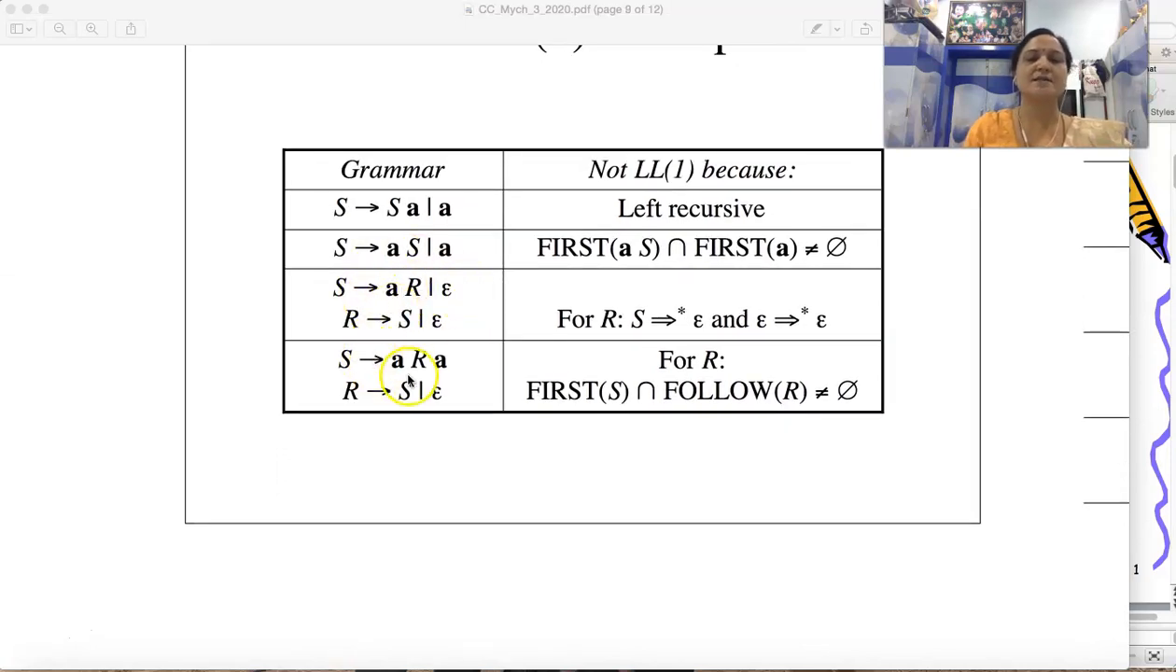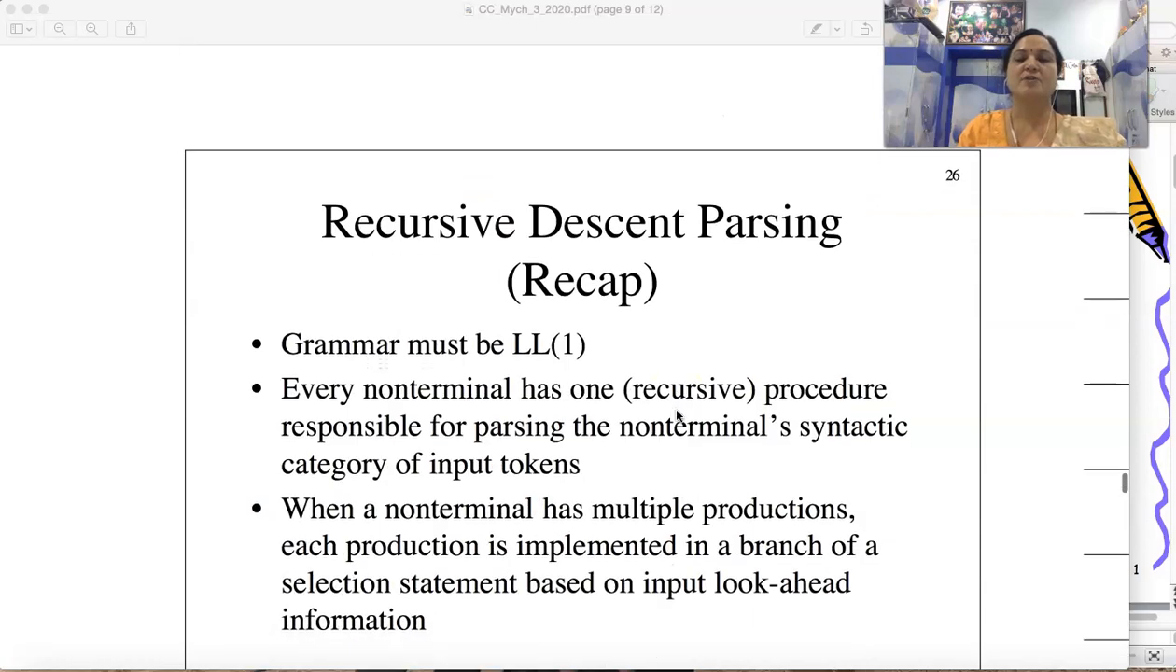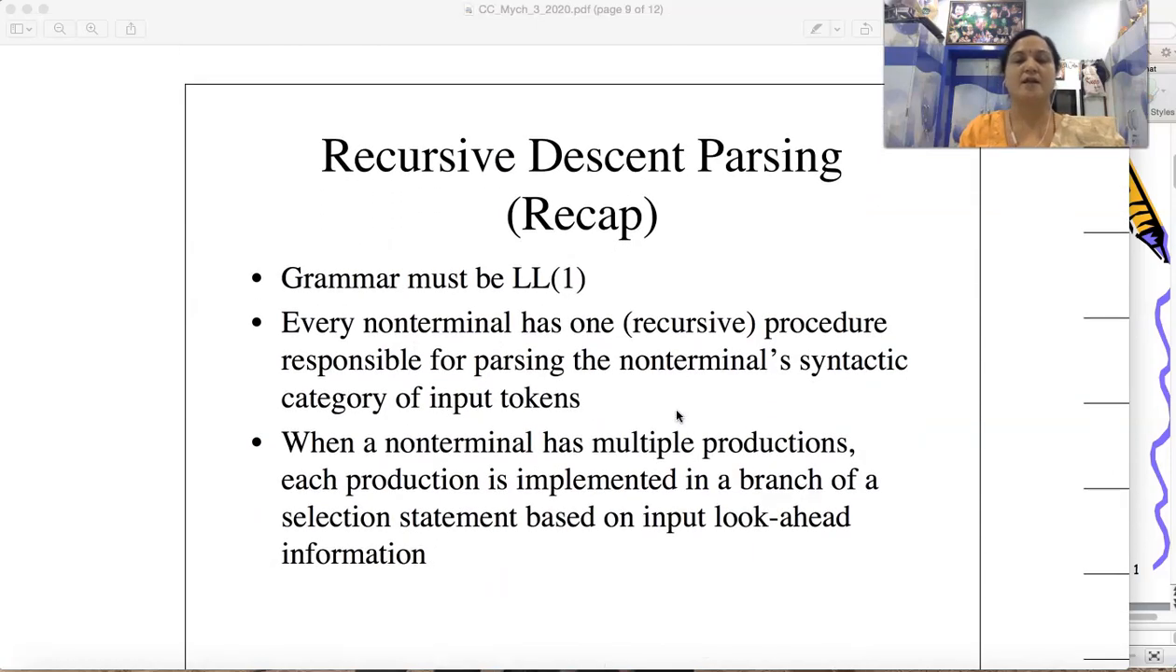And the last is S tends to ARa. Now here what is follow of A? Follow of R is small a, right, and R is deriving S. Then what is follow of S? Follow of S is also a. Now follow of S and follow of R are the same, right? So the intersection of these two is not empty. So first of S is small a, follow of R is small a, which is not allowed. So these grammar productions are examples of not LL1.